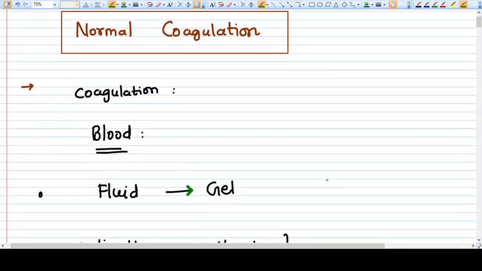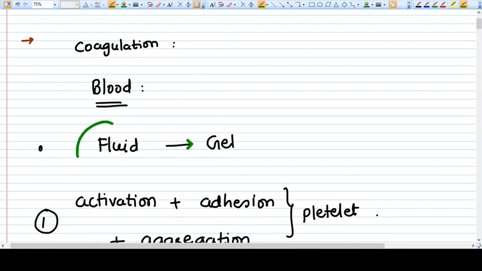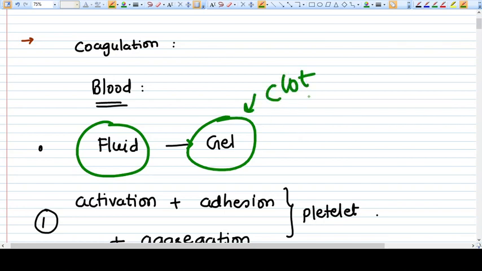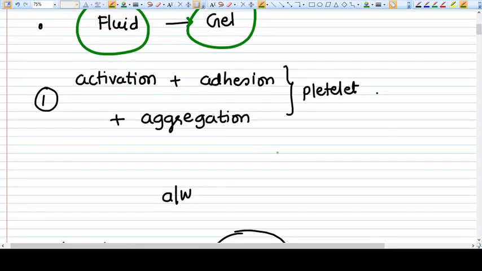So let's start. Coagulation means blood changes its consistency from fluid to gel. Hemostasis is a different thing. Coagulation is a different thing. Hemostasis means we need to stop the blood from getting lost from the body. And what is coagulation? It is a change in the consistency from fluid to gel. Gel means clot. Okay. Now when we talk about coagulation, we have two particular processes occurring simultaneously.